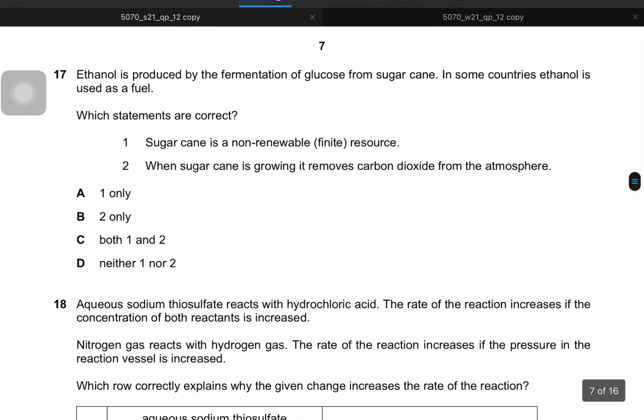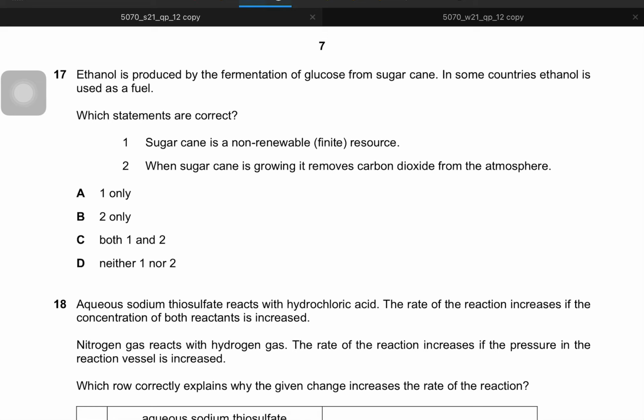Question 17 says, ethanol is produced by the fermentation of glucose from sugarcane. In some countries, ethanol is used as a fuel. Which statements are correct? Sugarcane is non-renewable, a finite source. So it means that sugarcane is not infinite, and you're going to run out of sugarcane anytime soon. I don't really believe that, because sugarcane is renewable. You can grow new sugarcanes every year.